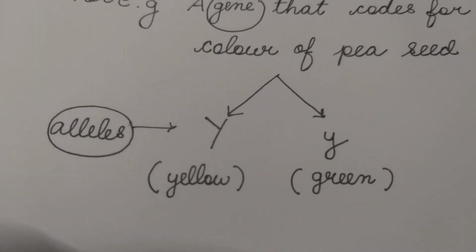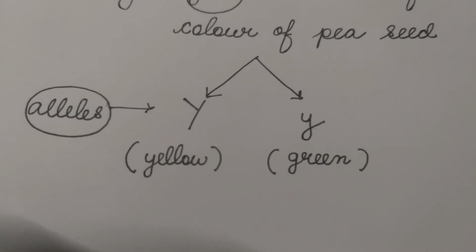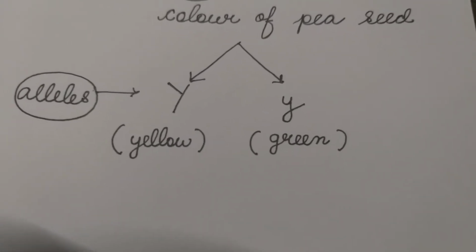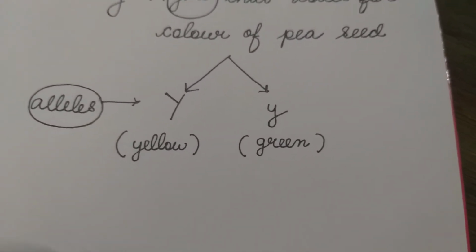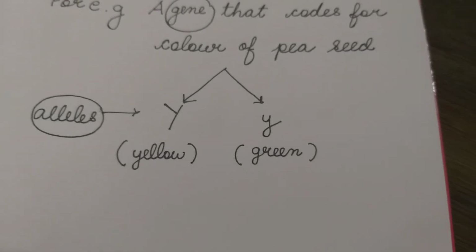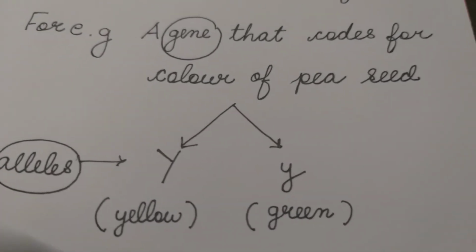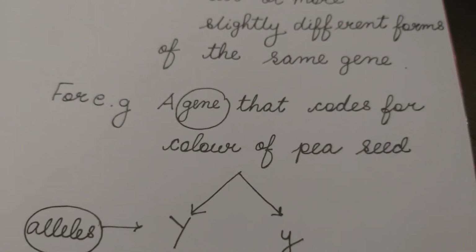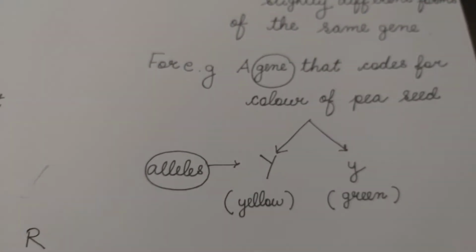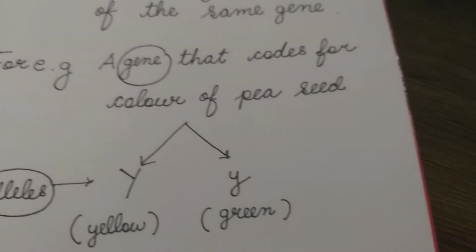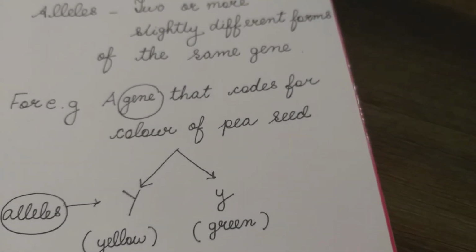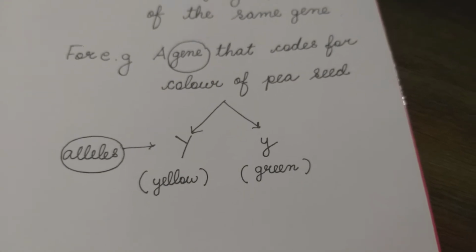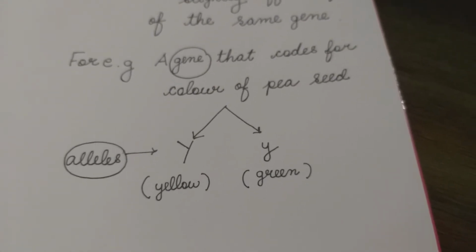These two alleles occur in pairs, in the form of a pair in paired chromosomes in diploid organisms. So alleles are the slightly different forms of the same gene. Alleles occur in pairs in paired chromosomes in diploid organisms.